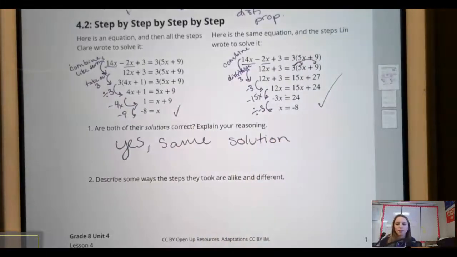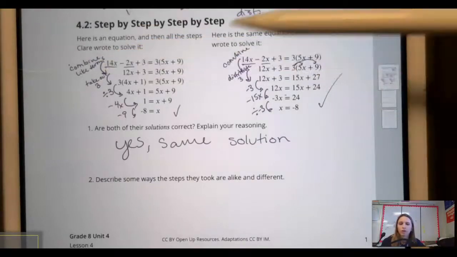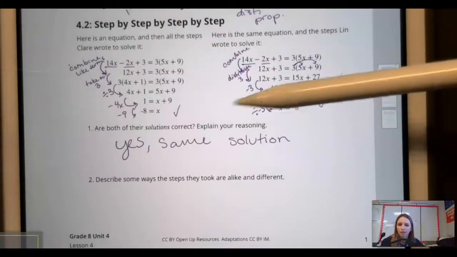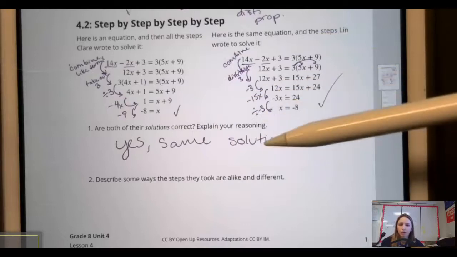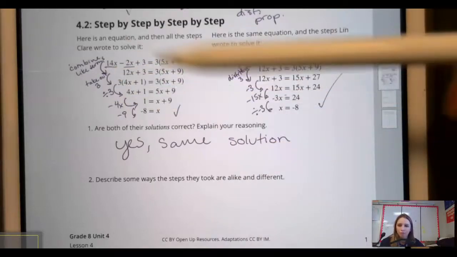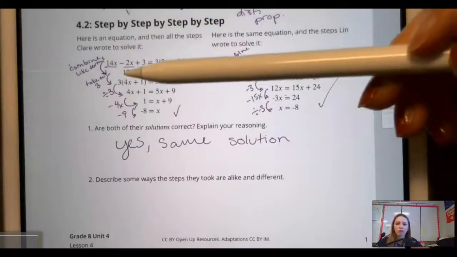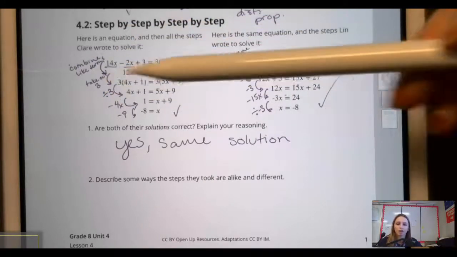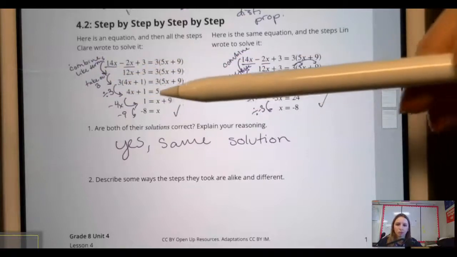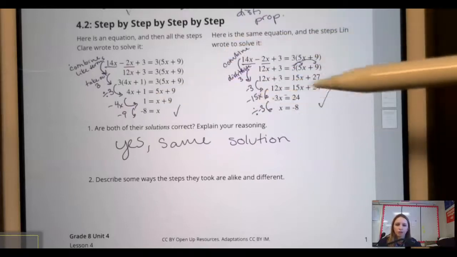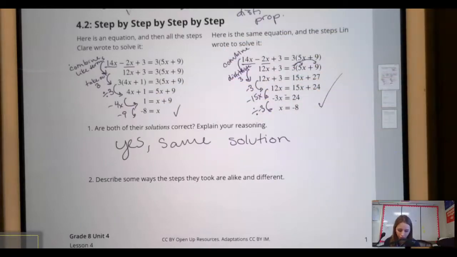Now it says, describe some ways that they took that are alike or different. So I'm just going to talk through that. It started off, they both combined those like terms. And then their last step, they both ended up dividing. But that was not necessarily the same. So at this point, they ended up taking out a 3 to make it a distributive property on both sides. And over here, they just decided to distribute. So that is where things started to get a little different for the both of them.